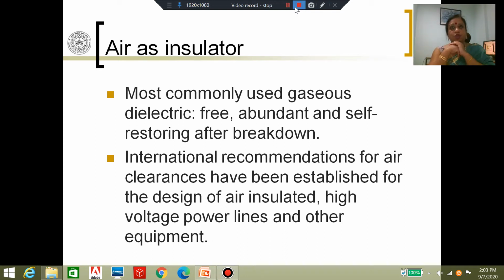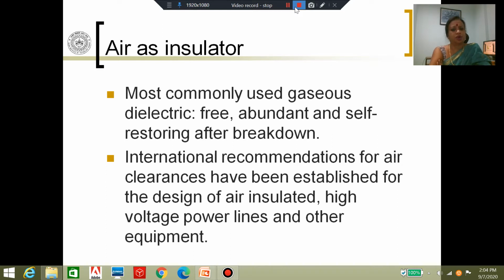So we have been talking about gases, breakdown mechanisms in gases. Before I finish with gases, we must remember that the most commonly used gas insulator is of course air. And in terms of power transmission or power systems and apparatus, air is used as the insulator. So we are talking about air insulated systems or air insulated lines.